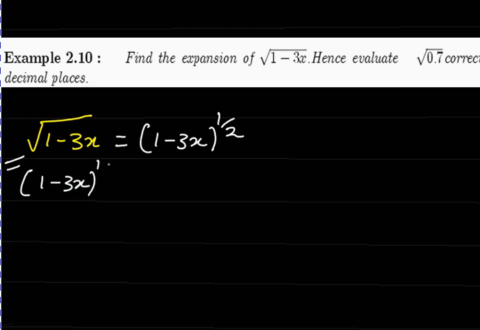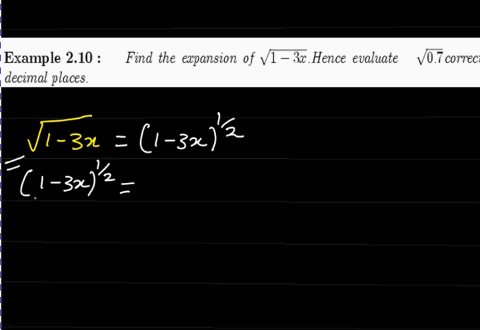Let's expand this first. The square root of 1 minus 3x is the same as 1 minus 3x raised to the power of half. Please pardon me. Square root is always raised to the power of half. So that's what we are expanding. So we are expanding 1 minus 3x all raised to the power of half. So applying the formula, you know what it's going to be.